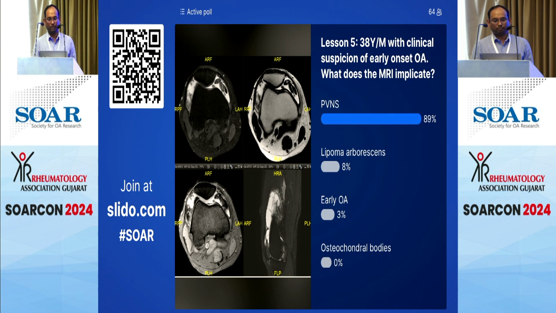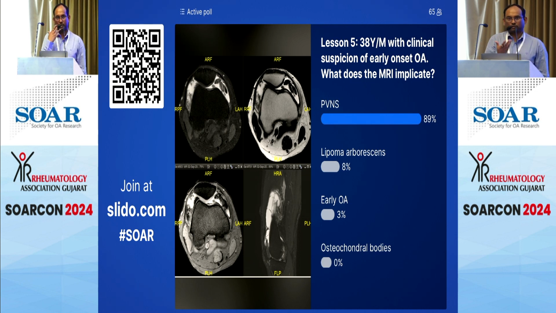If it would have been blood, it would have been seen bright here. If it would have been calcification, within that you would be seeing some bright area, which should not have been seen. And here, this area is like the synovium, which is all thickened up. It is not looking like separate osteochondral bodies. So this is a case of pigmented villonodular synovitis.